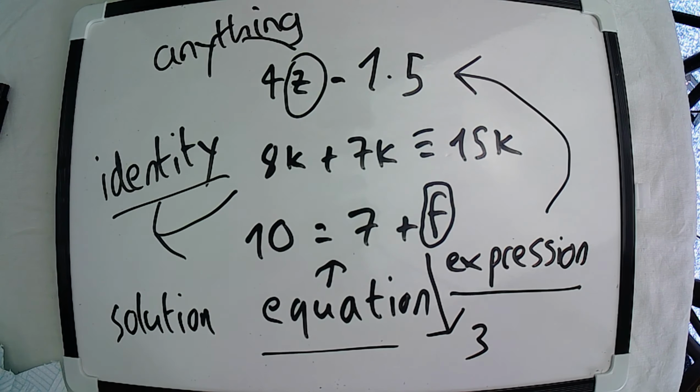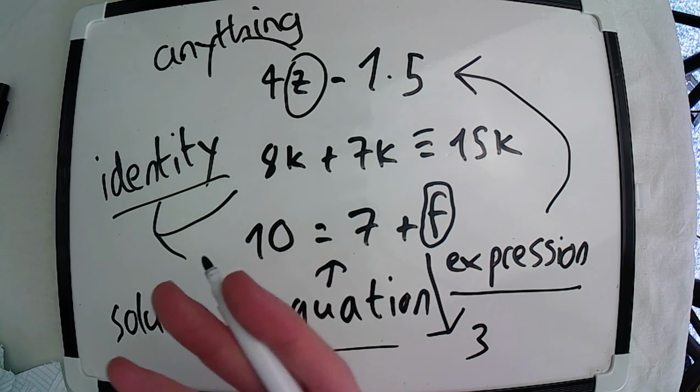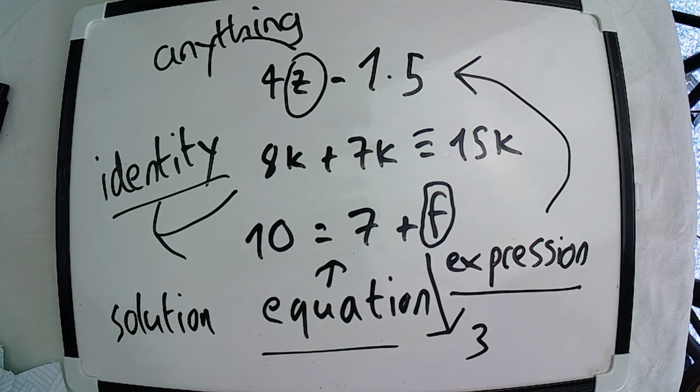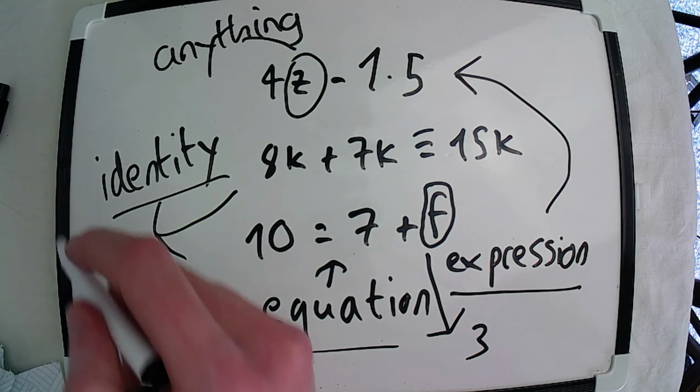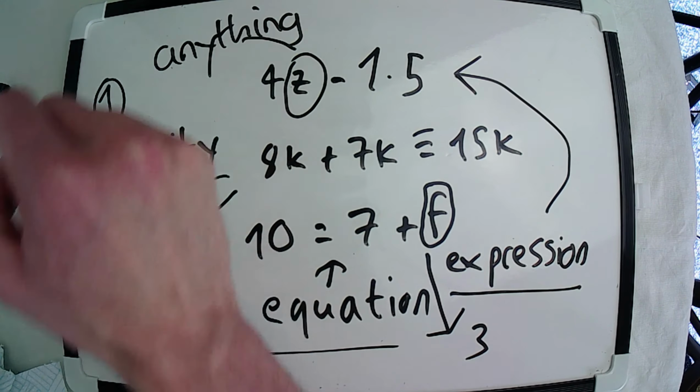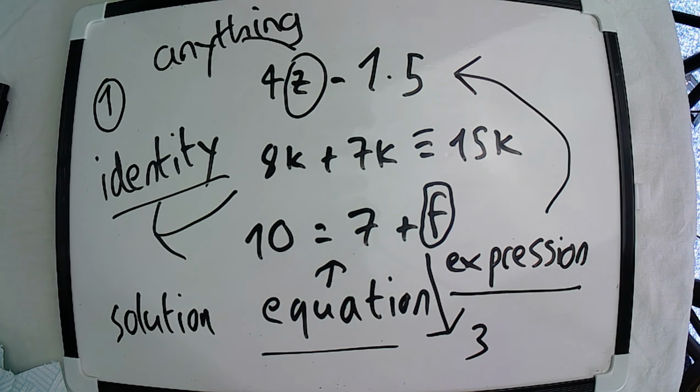So in an expression, the value can be anything. In an identity, it's just saying that the two sides of the equal sign are equal. It's something that's always true. However, in an equation, there is a specific answer. And in a linear equation, the ones we're looking at today, there will always be one answer and one answer only. So when you're looking at algebra, think about what's the question, what are the possibilities? Am I dealing with an expression, an identity, or a solution?